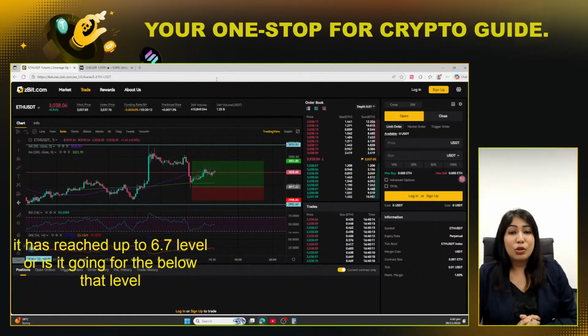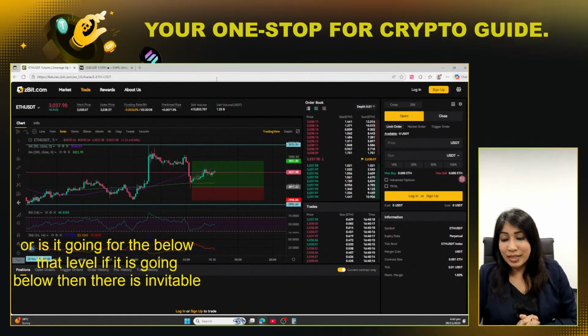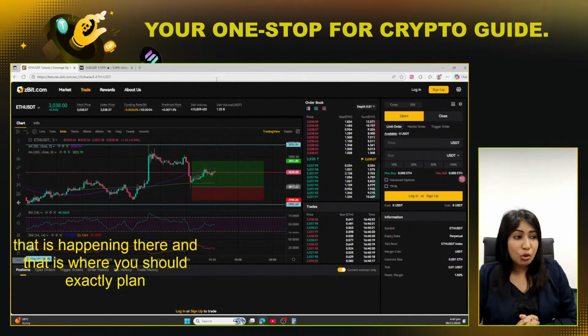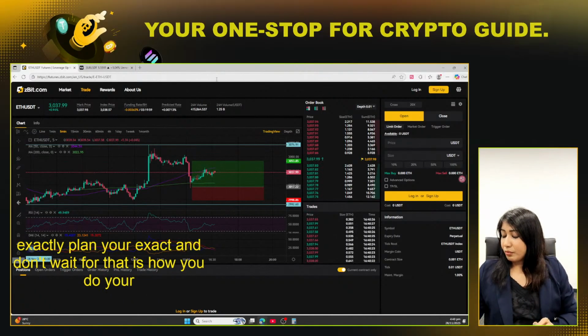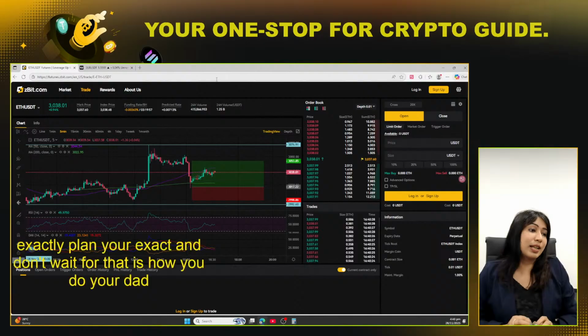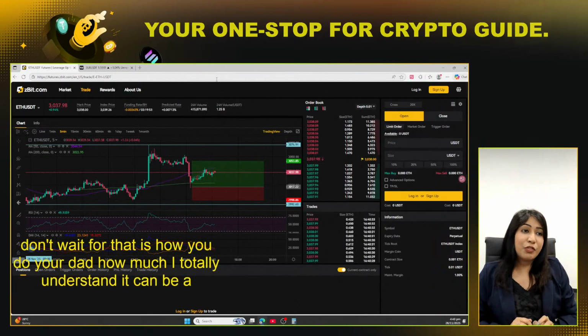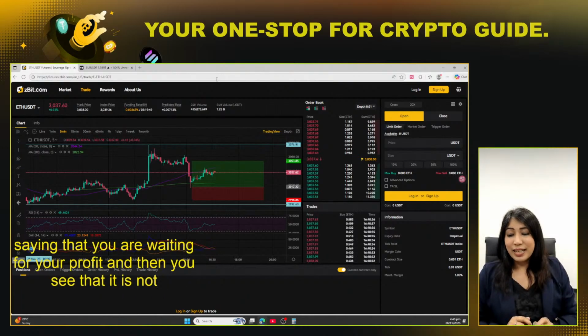If it is going below those levels, then there is an inevitable reversal happening, and that is where you should plan your exit and not wait for more. That is how you strategize yourself. I totally understand it can be a painful thing when you are waiting for your profit and then suddenly you see that it is not happening in a certain way.